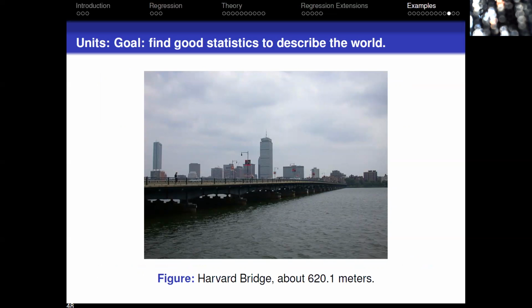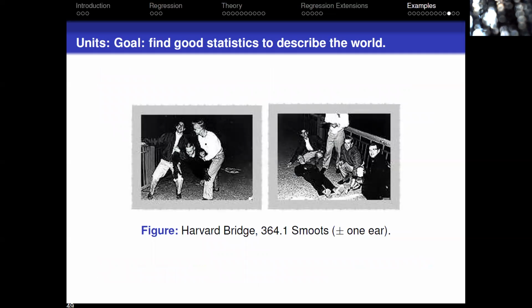One of the things fraternities are famous for is interesting tasks for pledges. And this fraternity at MIT, I apologize for the resolution, they were wondering just how many of their pledge Smoot would it take to go from one end of the bridge to the other. So they picked up Smoot, marked, picked him up, marked, picked him up, marked, and went all the way down the bridge. And they got that the bridge is about 364.1 plus or minus an ear.